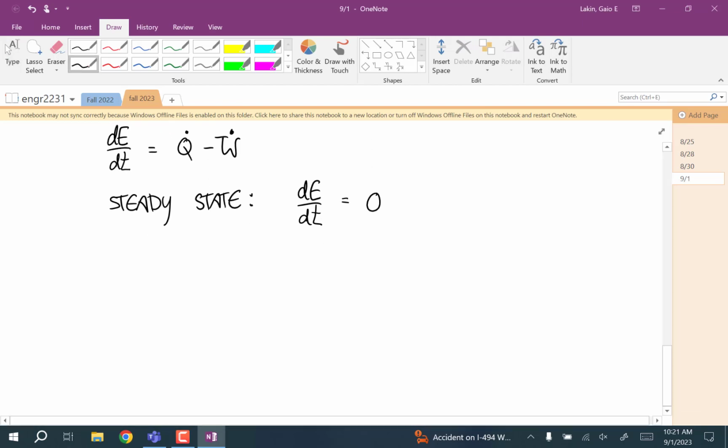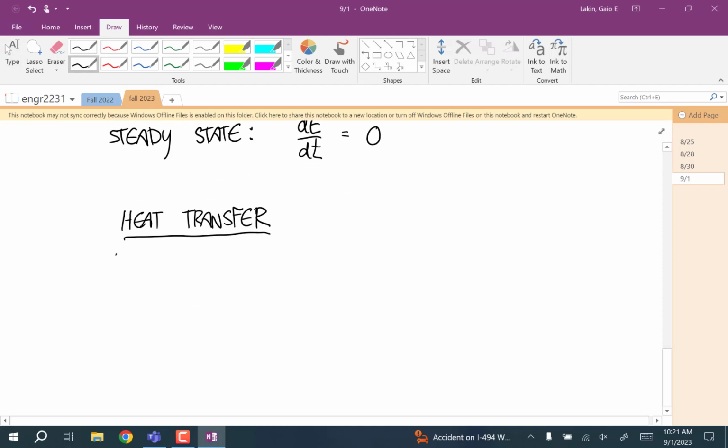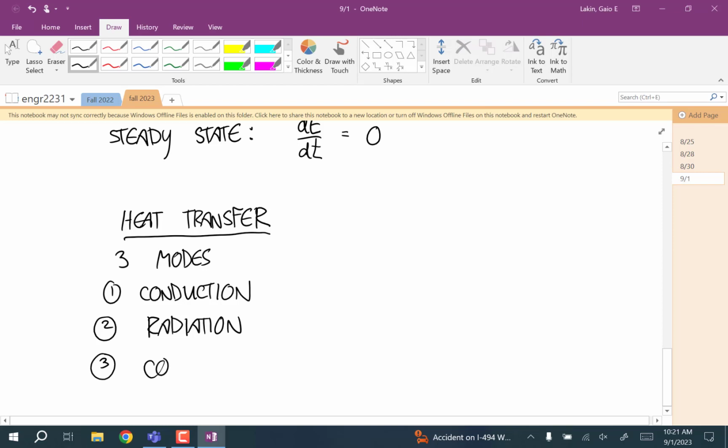But anyways, okay, so we're here, and one of the big places we're going to use this is with heat transfer problems. There are 3 modes of heat transfer: conduction, radiation, and convection. We're going to go through equations for each of these 3, and then we'll use it with the differential form of the first law.